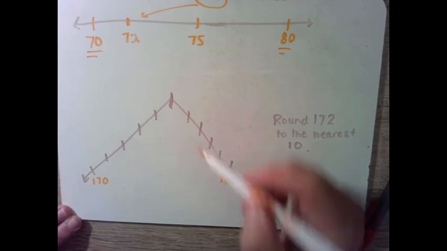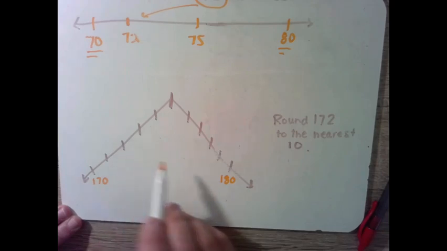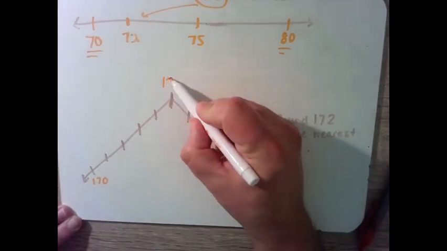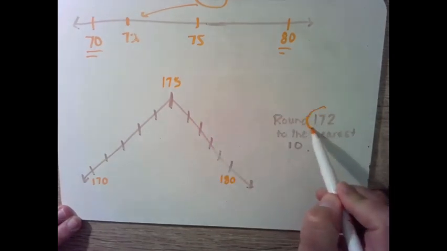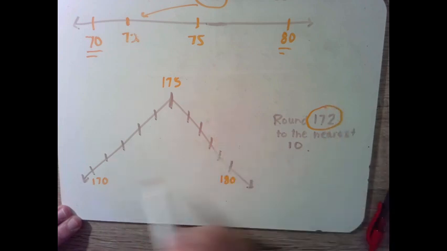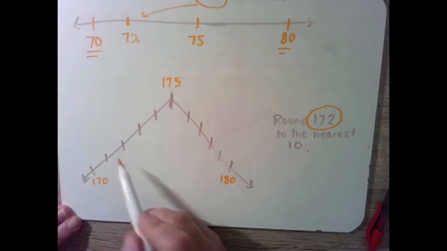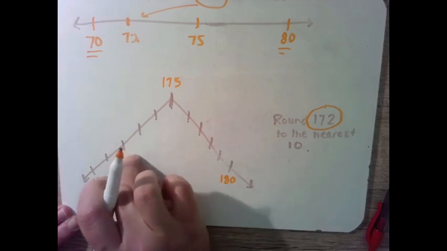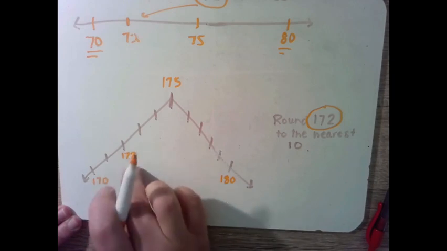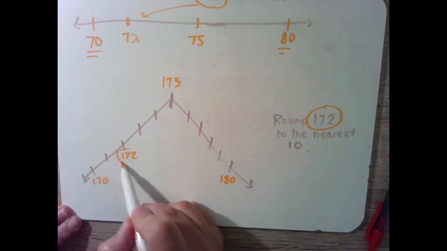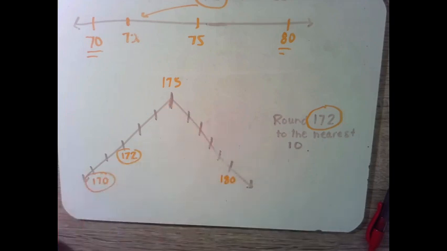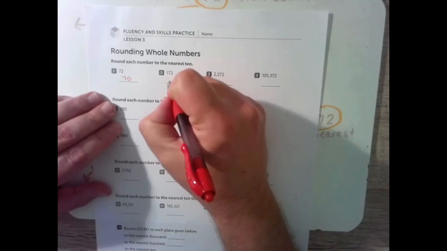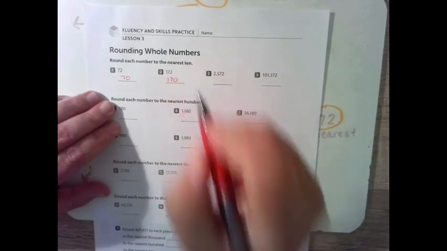And our midway point, that's the top of our mountain. So halfway between 170 and 180 is 175. So that's going to go at the top of our mountain. So now what we need to do is decide, where does 172 belong on this mountain? Well, 172 belongs here. So 171, 172. So that, my friends, is where 172 goes. Since it's lower than the halfway point, it's closer to 170. So that's what we round 172 to the nearest 10. So the closest 10 is 170.